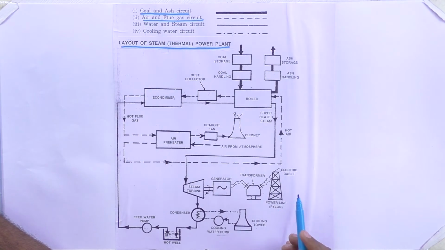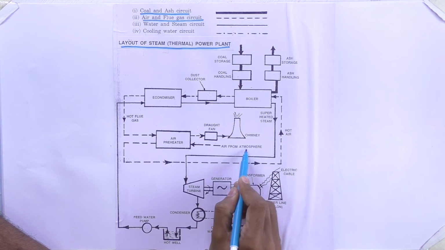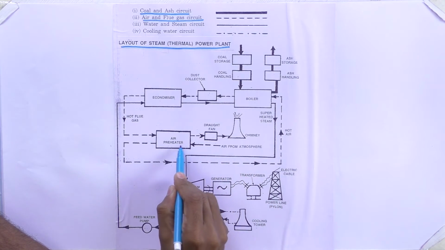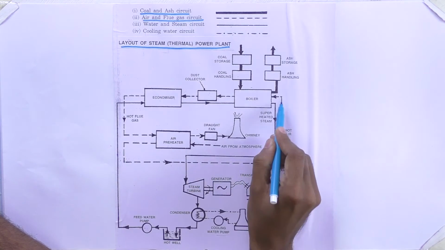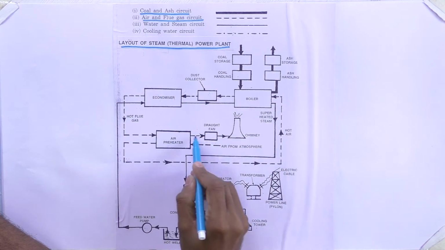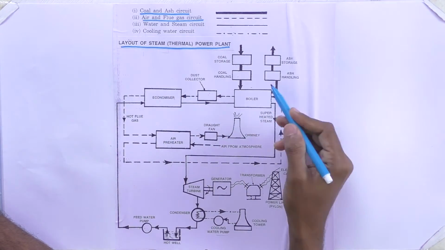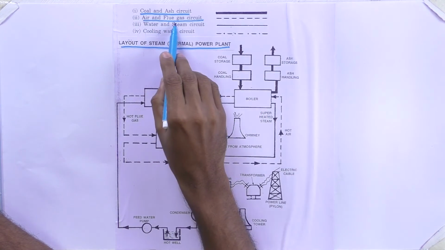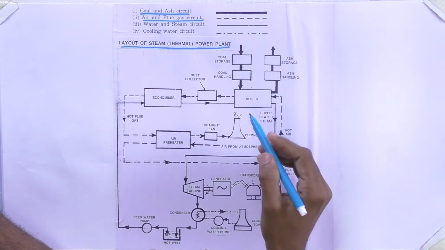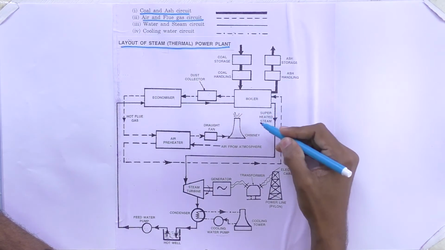The air and flue gas circuit means the atmospheric air will come this way, and then it will come to the boiler, and then it will come this way, and then again it will go to the atmosphere through the chimney. This is the air and flue gas circuit, which is denoted by the short lines.